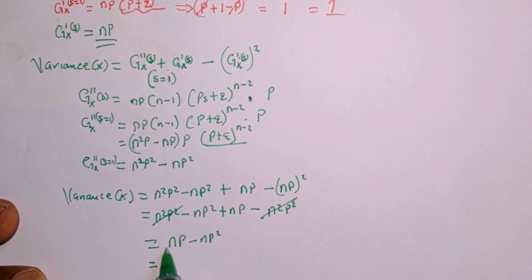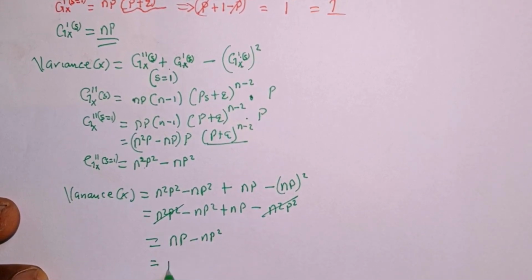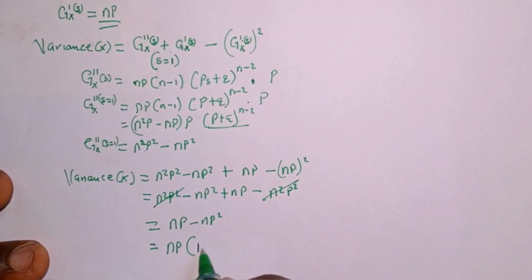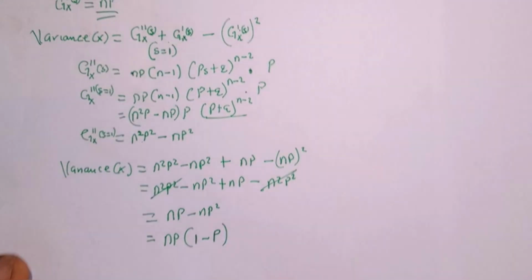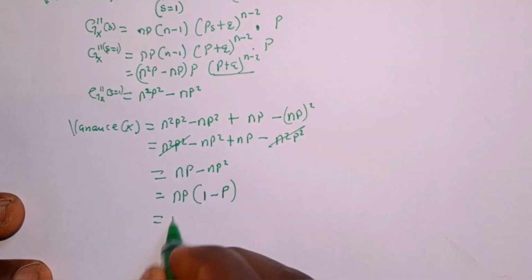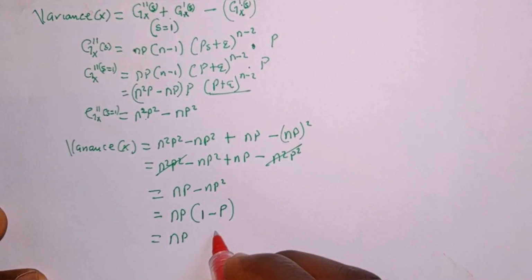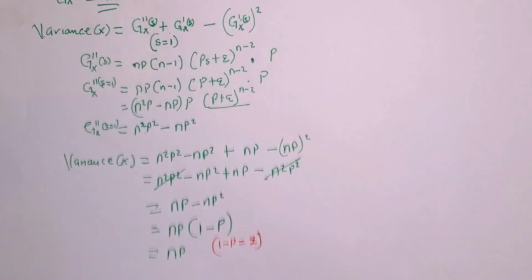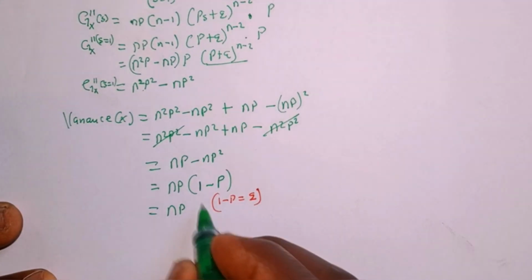So what do we notice? We notice that np is common to both the left and the right hand side of this expression. So we factor out np. Then np divided by np is 1, minus np square divided by np remains only p. Recall that 1 minus p is the same as q. So 1 minus probability of success is the same as q. Therefore, in place of 1 minus p, we replace it with q.